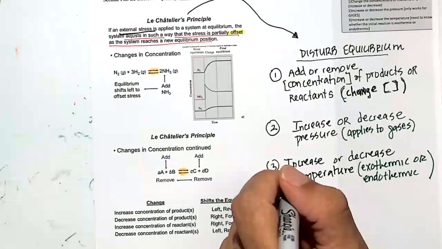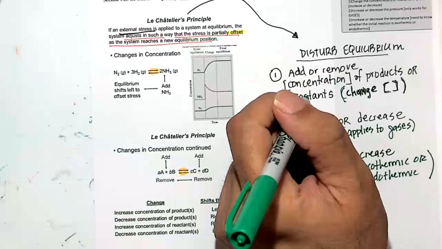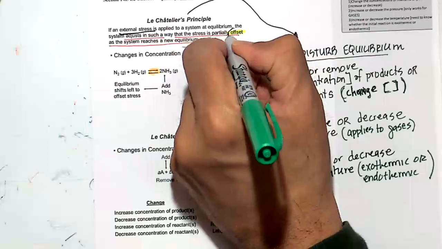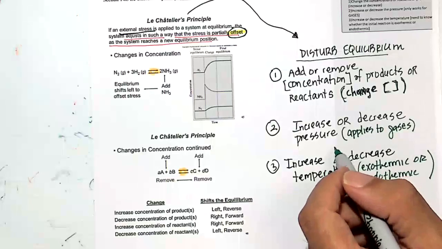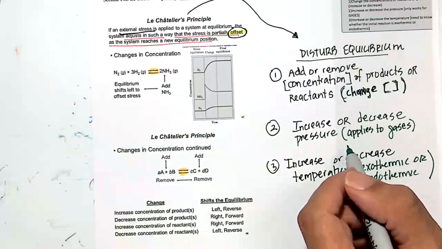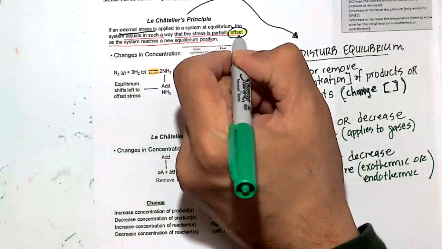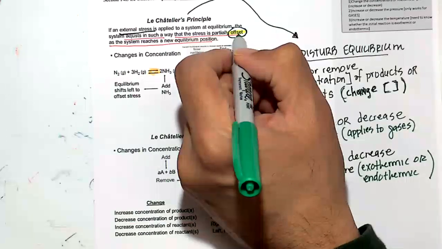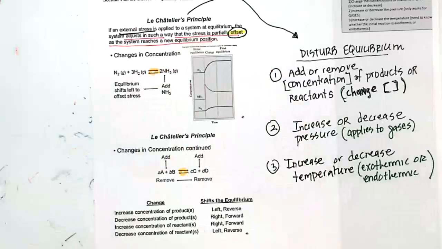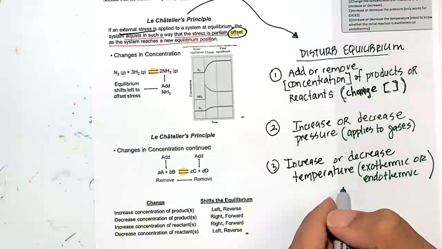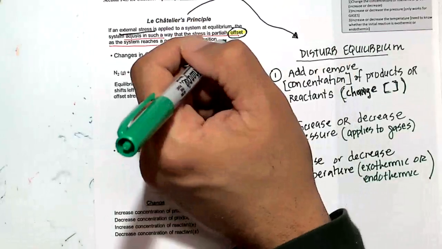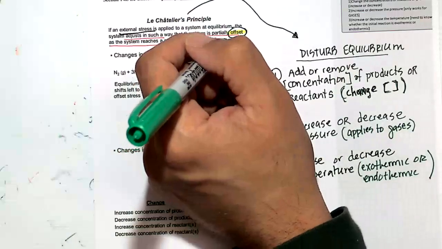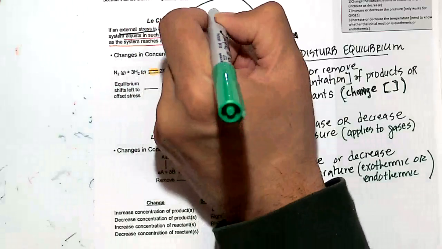So with these three things, if you add or remove a reactant or product, the equilibrium will change. It will offset and remove that disturbance. If you increase or decrease the pressure, when you have a bunch of gases in there, the equilibrium will offset that increase or decrease. If you increase or decrease the temperature, depending on whether it's exothermic or endothermic, the equilibrium will offset. It will do the opposite.